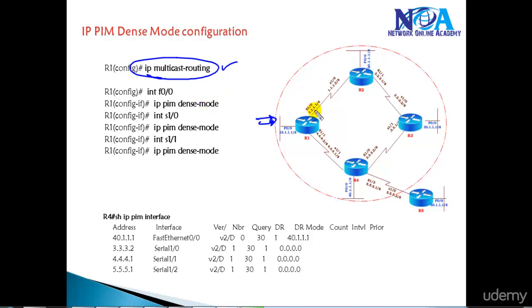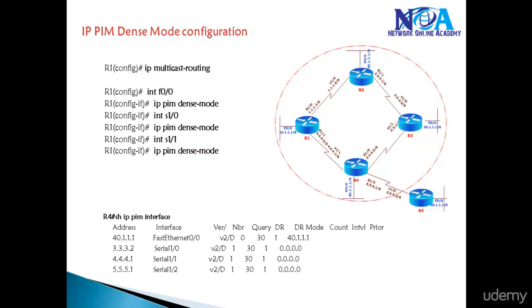And then we need to go to each and every connected interface. Like on router 1, I want to ensure that it sends multicast traffic on these two interfaces, as well as to the users in the LAN who are receiving the multicast traffic. So I'm going to enable it on all the LAN and the WAN interfaces. To enable, we just need to add the command IP PIM dense mode, and the same thing on S1/0 as well as S1/1.